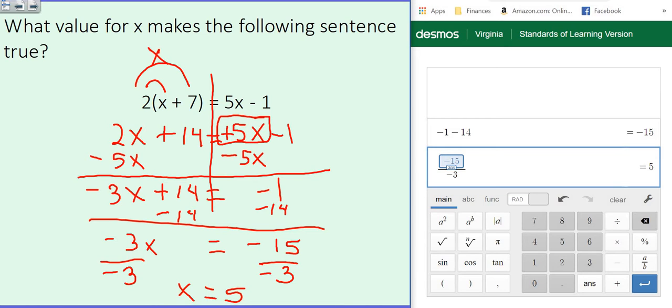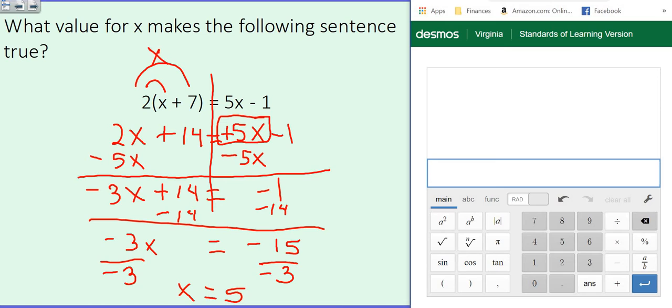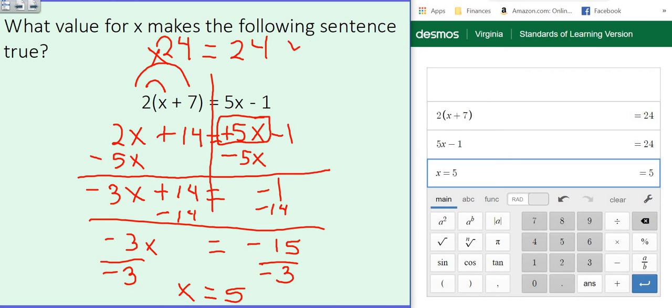Now, I want everybody to watch carefully how I check this. We're going to start by putting in the first side of the equation, the 2 times x plus 7. Then I'm going to hit my enter button, go to the next line, and I'm going to put in the other side of the equation, 5x minus 1. Then I'm going to try the x that I found, 5. That makes both of these 24. So 24 equals 24. That is true, so that means that my answer is true.